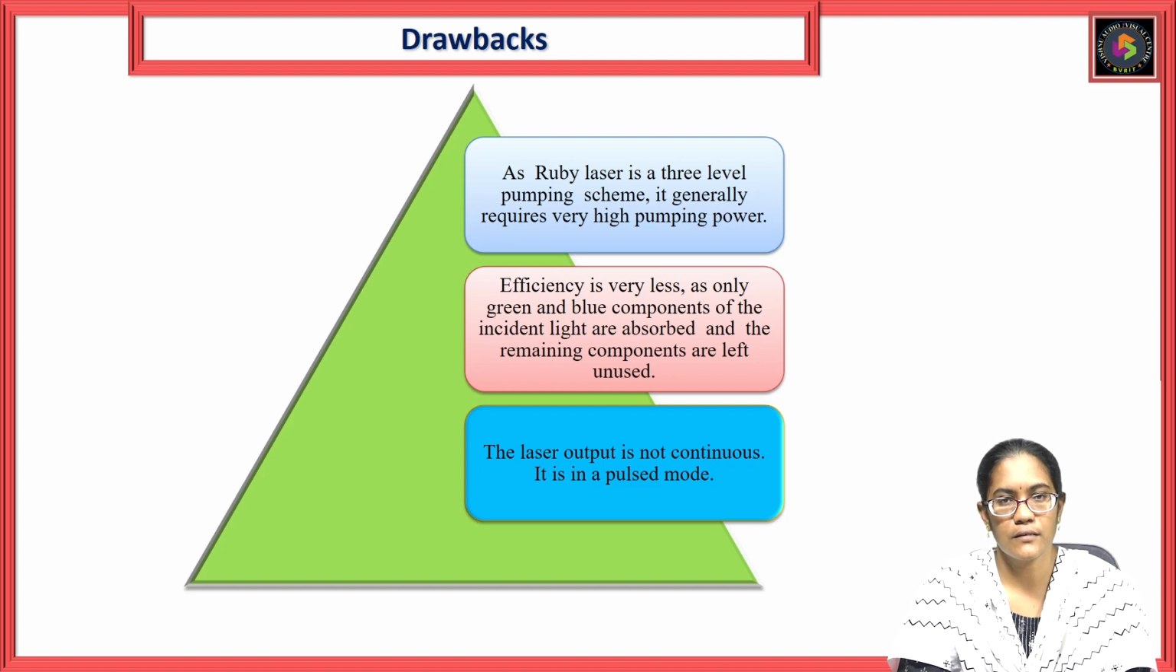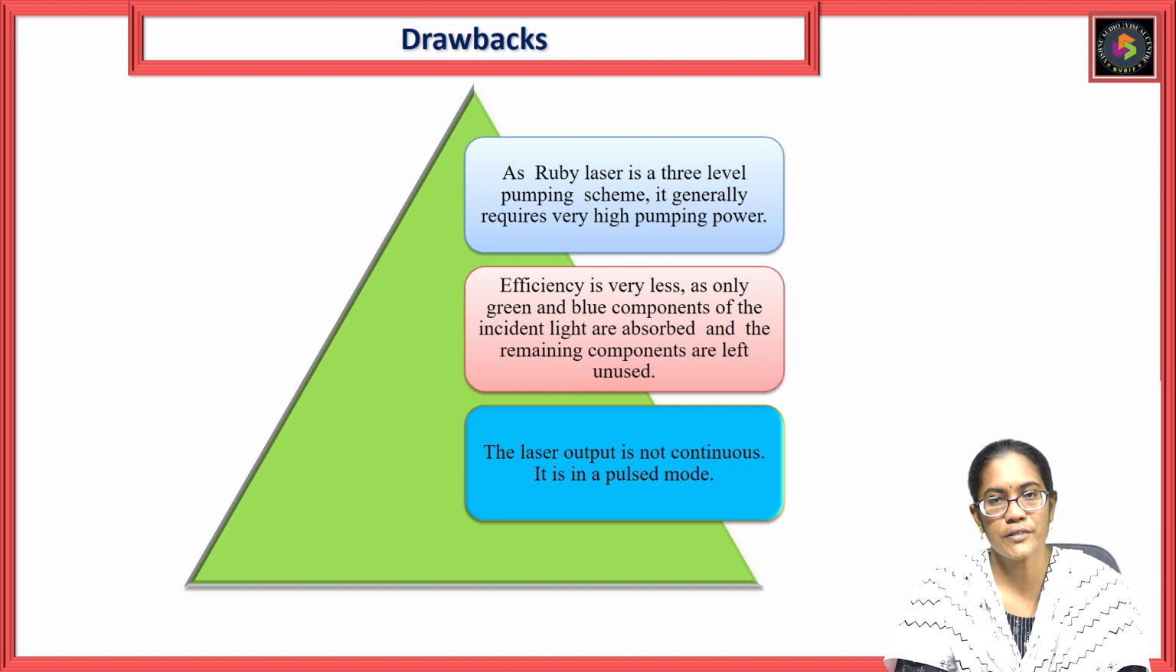With this, I'll summarize today's class. First, I explained the main components of lasers and discussed the role of each component. Then, based on the nature of the active medium, lasers are classified into different types: solid state lasers, liquid lasers, gas lasers, and semiconductor lasers. Today I discussed the solid state laser. The example for the solid state laser is the ruby laser. I explained the construction, working, applications, and drawbacks of the ruby laser.